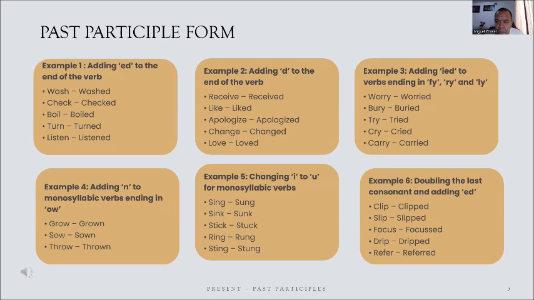Example 3, adding ied to verbs ending in y. Worry, worried, vary, varied, try, tried, cry, cried, carry, carried. Example 4, adding n to monosyllabic verbs ending in ow. Grow, grown, sow, sown, throw, thrown.